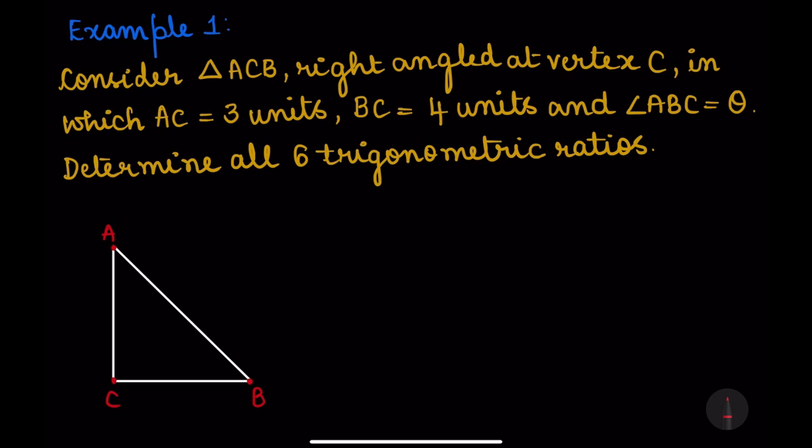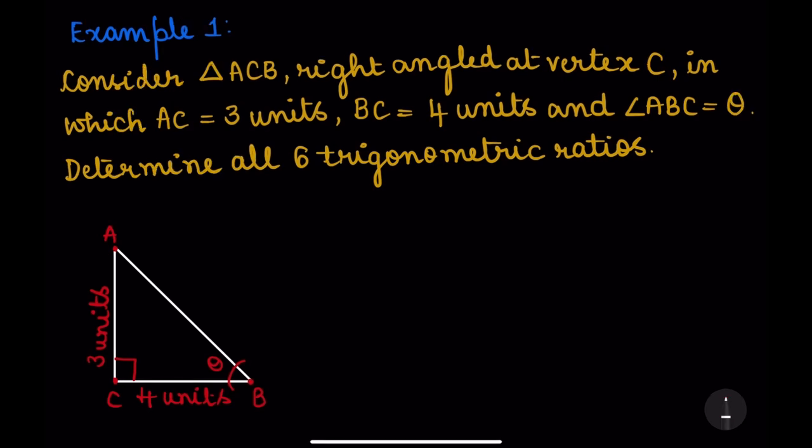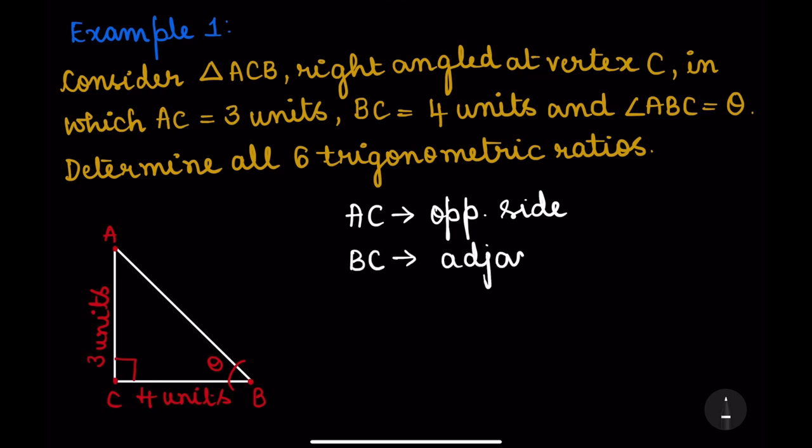But while drawing triangle ACB, we must ensure that angle C is equal to 90 degrees. According to the question, AC is equal to 3 units, BC is equal to 4 units, and angle ABC is equal to theta. Now, with reference to angle theta, we can observe that side AC is the opposite side, side BC is the adjacent side, and we know that the side opposite to the right angle is called the hypotenuse.